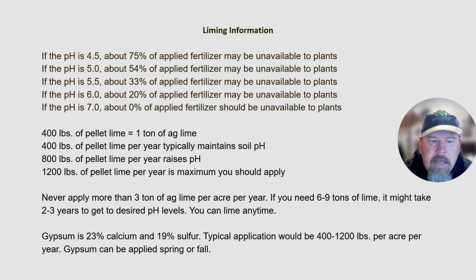Gypsum, that's something that John talks about a lot. 23% calcium, 19% sulfur. Typical application rates 400 to 1,200 pounds. Advantages of gypsum is it does have some ability to drill into the soil, create a little bit more infiltration along with the pH factors of the gypsum.